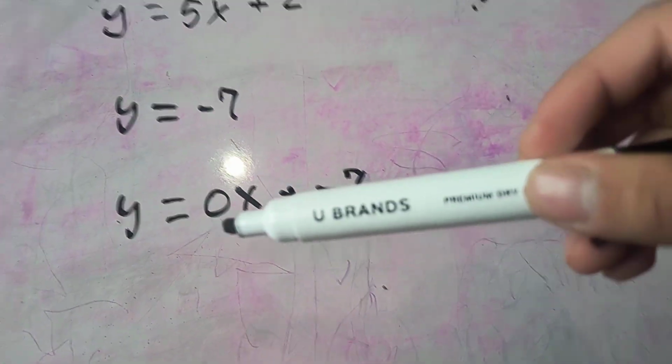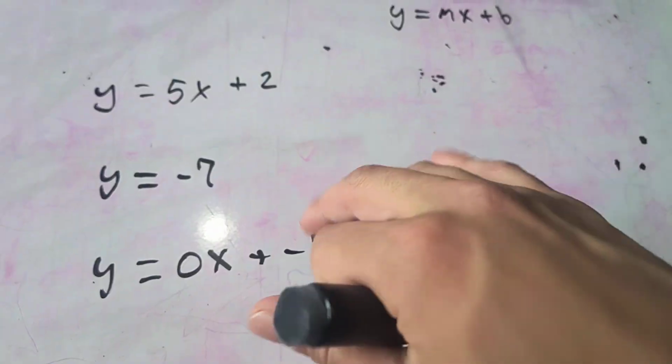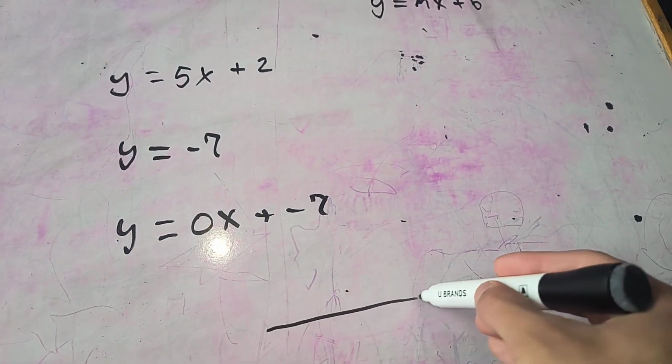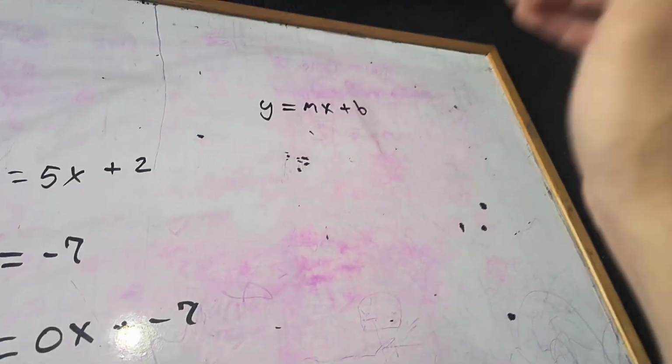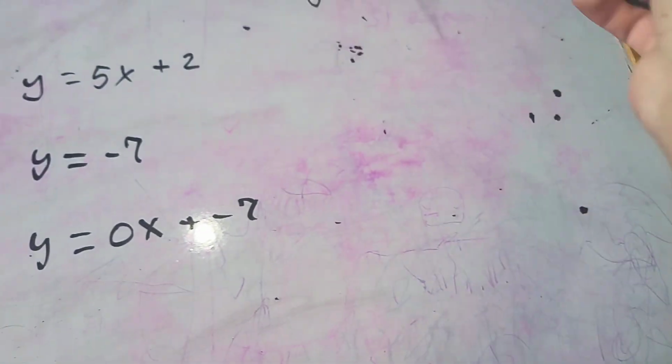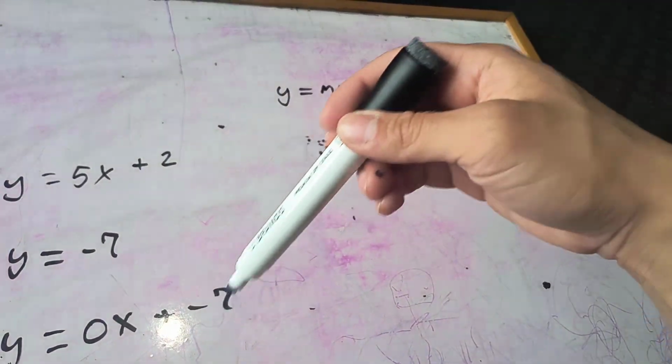So in this form, which one is m? Which is the slope? Well, it's 0. So the slope is 0. It has no slope. It's a straight line, which makes sense because it's just negative 7. And the y-intercept is negative 7 because it's just going to pass through the negative 7 point in the entire graph. So b is negative 7.